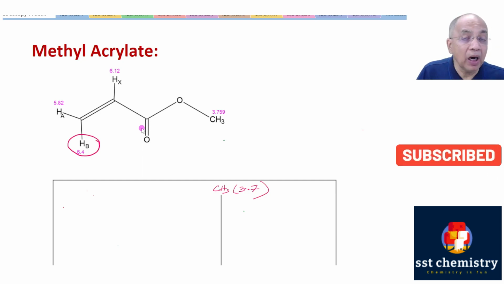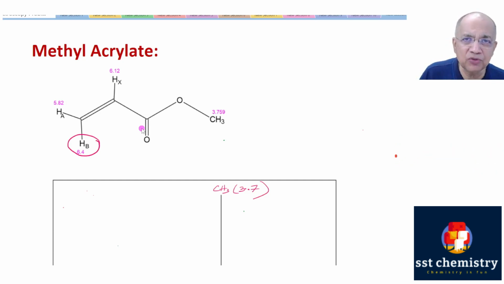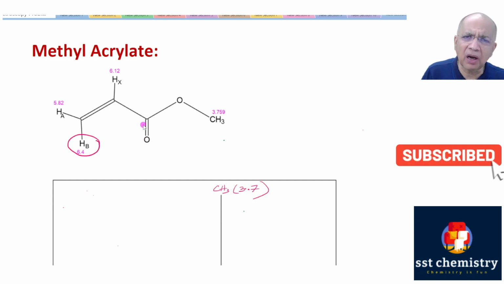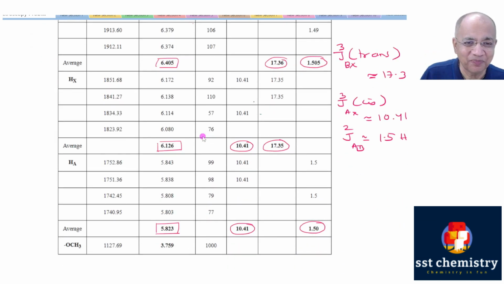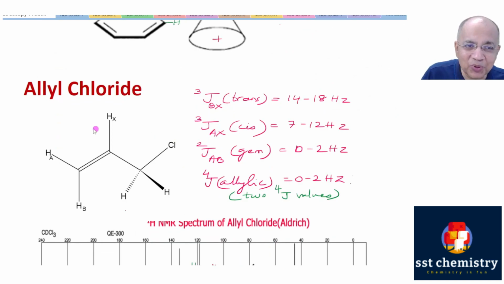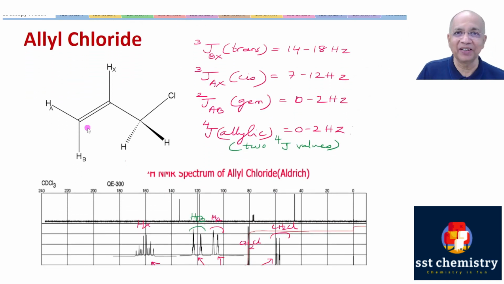So, in my programs, I used to train graduate level students and research scholars how to calculate the J values and how to take a pragmatic approach to solve spectroscopic problems related to organic molecules. Now, let us come to the climaxing allyl chloride.